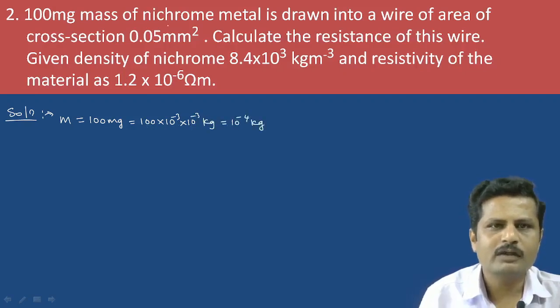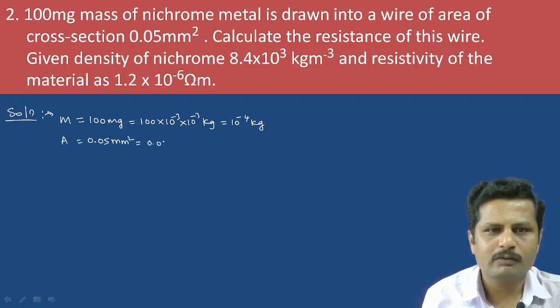This is the mass of the nichrome metal, which is drawn into a wire of a certain area of cross section. Now the area of cross section is 0.05 millimeter square. Millimeter square is nothing but 10 to the power of minus 6 meter square. So this equals 5 into 10 raised to minus 8 meter square.